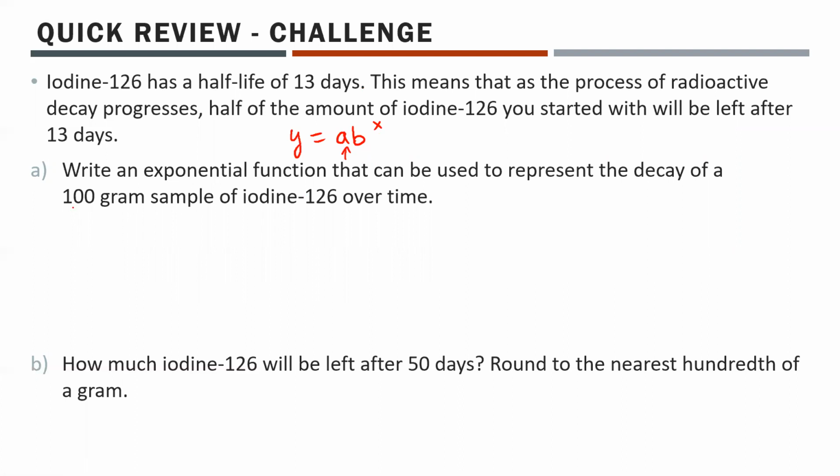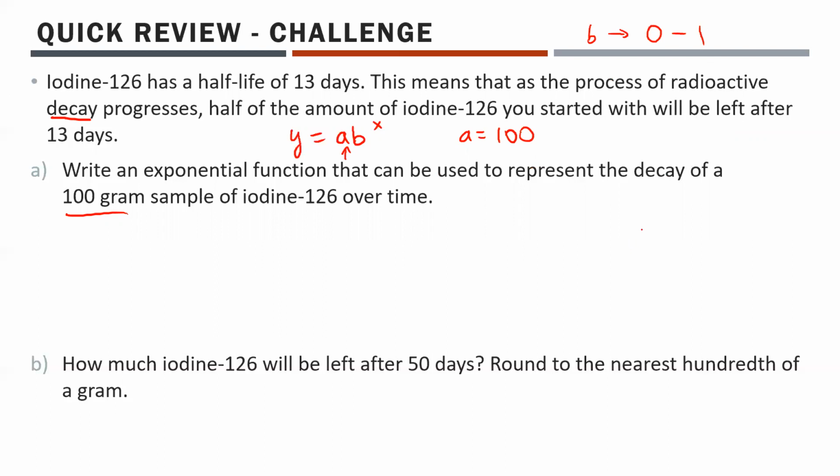Well, in the question itself, it's telling us we're starting with a 100-gram sample. So we can say right off the bat that a is 100. B, on the other hand, is your growth or decay rate. In other words, it's what you're multiplying by every single time. Now, we know we have decay. The question literally says decay right in it. So we're decaying in this case, and remember that decay tells us that b is going to be somewhere between 0 and 1.